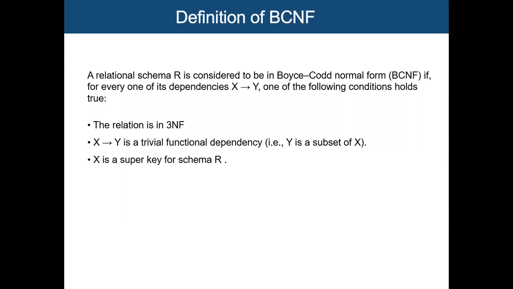A relational schema R is considered to be in Boyce-Codd normal form, BCNF, if for every one of its dependencies X arrow Y, one of the following conditions holds true. The relation is in 3NF, X arrow Y is a trivial functional dependency, that is, Y is a subset of X, or X is a superkey for schema R.